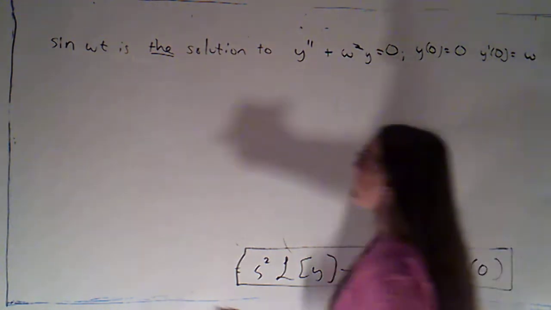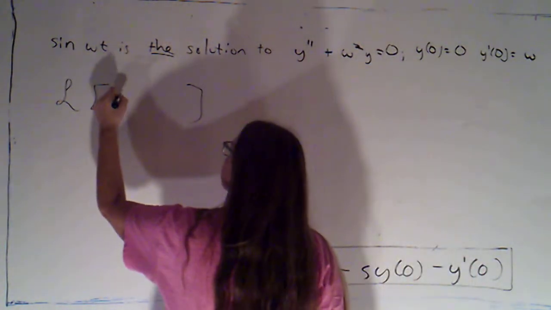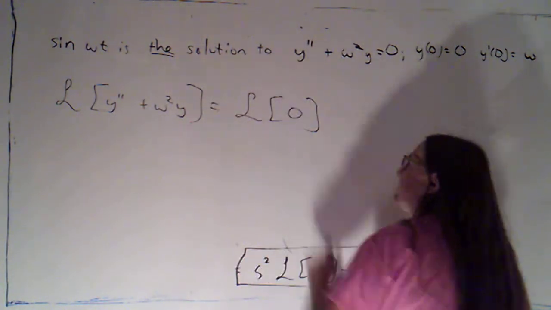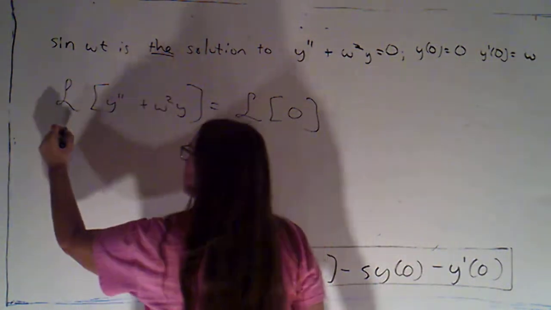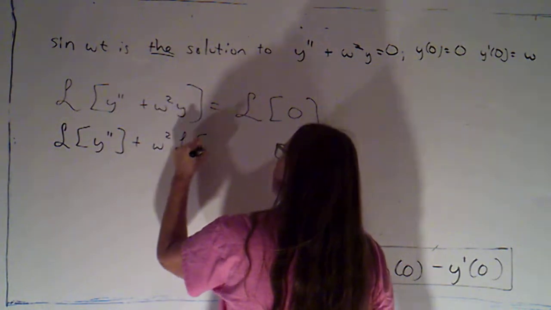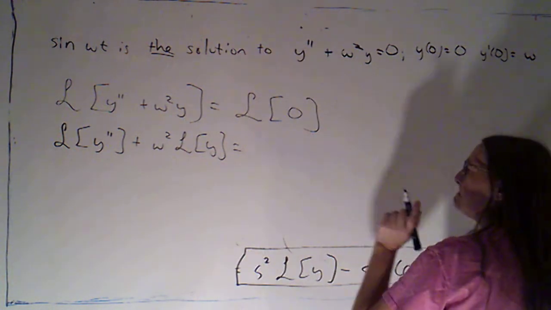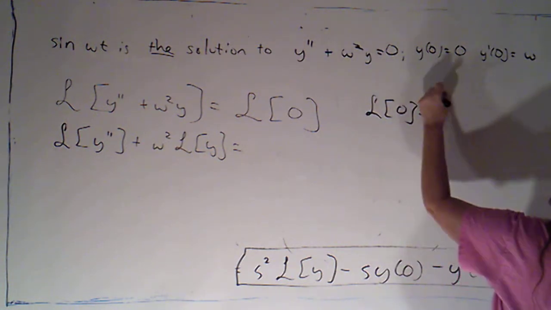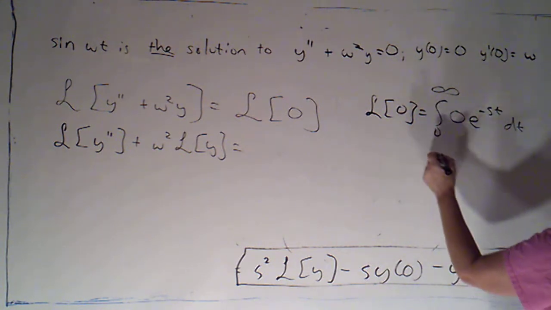All right, so now I'm going to take the Laplace transform of both sides of this equation. So the Laplace transform of y double prime plus omega squared y is going to equal the Laplace transform of 0. Here I can use the fact that the Laplace transform is linear. So the Laplace transform of y double prime plus omega squared times the Laplace transform of y is going to equal the Laplace transform of 0. Now, let's see what that is. According to the definition, that's just the integral from 0 to infinity of 0 times e to the negative st times dt.